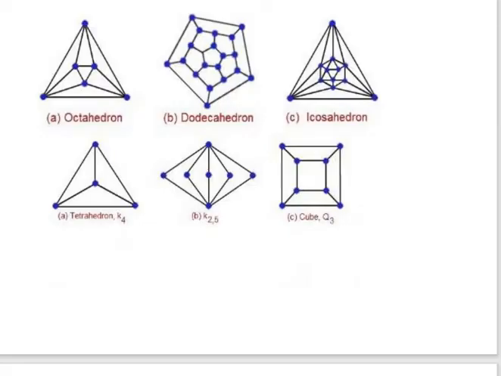These are some examples of planar graphs, in which you can see none of the edges in each of the graphs are intersecting. That is why these graphs are called planar graphs. Particularly, these are the planar embeddings or plane embeddings of the corresponding graphs.